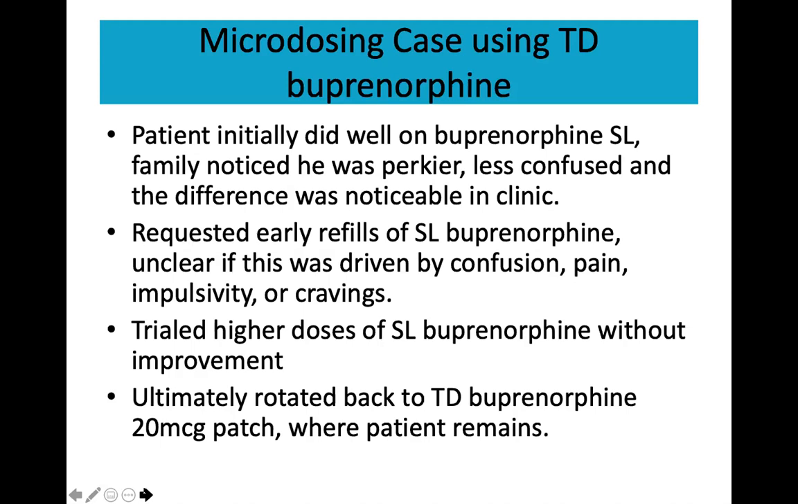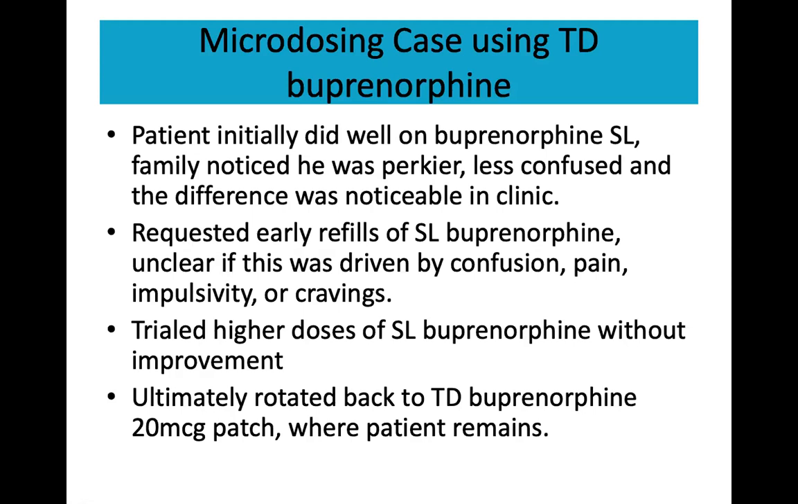And we kind of ran into this cycle where I became really unclear of what he was taking at home. He would sometimes be confused. His family was worried about him. So we ultimately decided to go back to transdermal buprenorphine and take off the sublingual, just because I wasn't 100% sure about what was going on in the home. And so we did that. I put the patch back on, the 20 microgram patch. We stopped the sublingual buprenorphine, and that's where the patient stayed, now for going on 4 months.